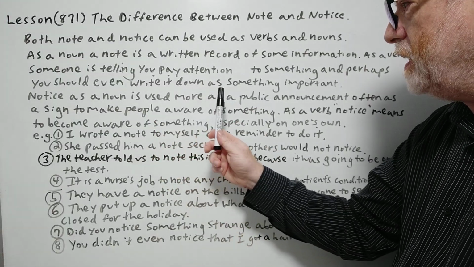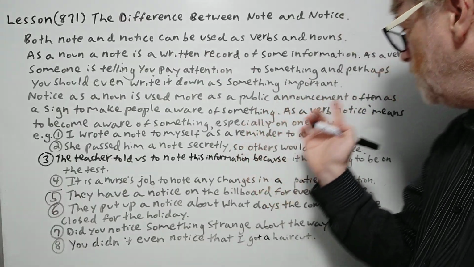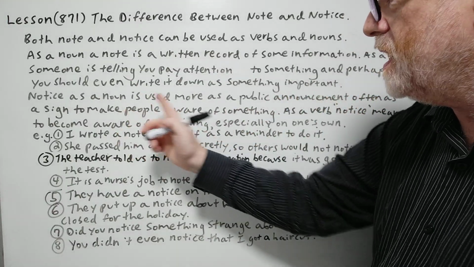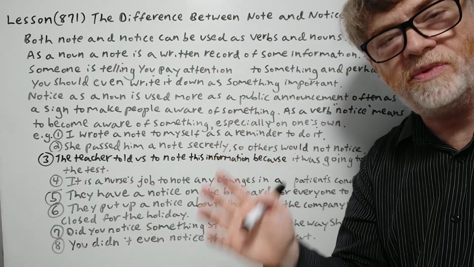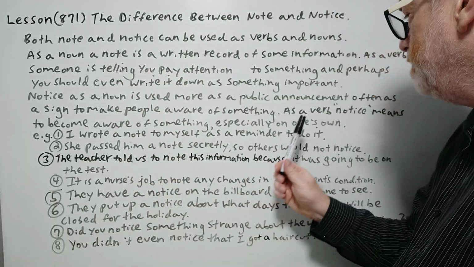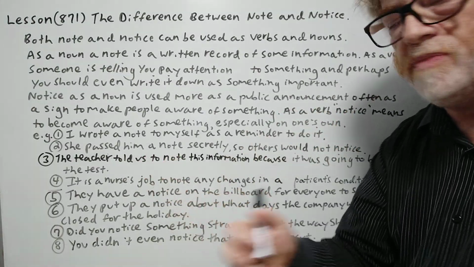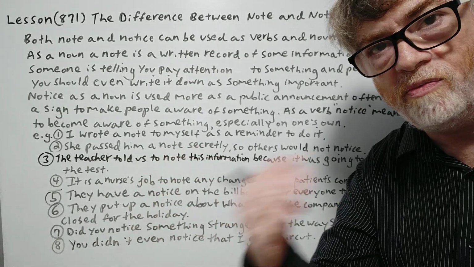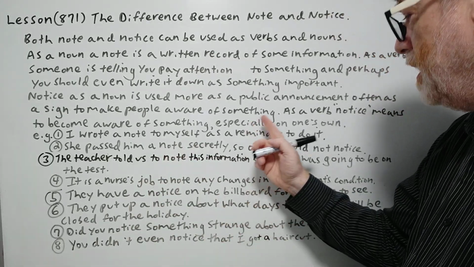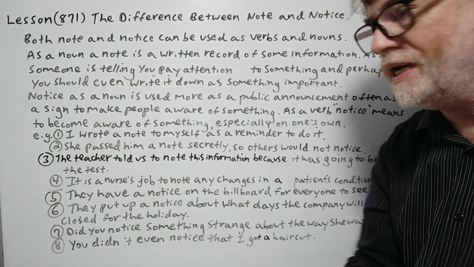Notice as a noun is more used as a public announcement, often as a sign to make people aware of something. So you're hanging up this sign because you want many people to get this information. As a verb, notice means to become aware of something, especially something you were not aware of previously, and especially on your own. You should focus and you should see it for yourself.